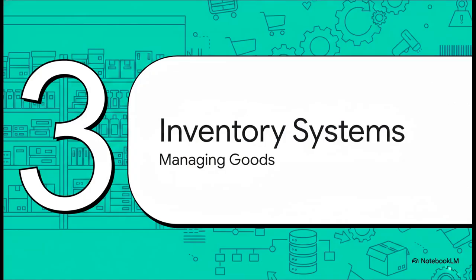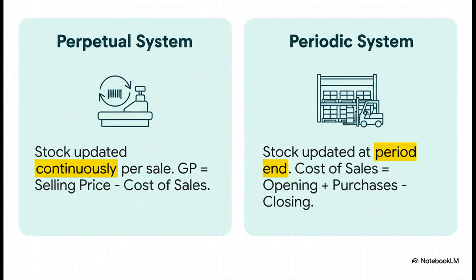Next up, Section 3, Tracking Inventory Systems, Managing Goods. How does a business actually track its physical products? Well, they generally use one of 2 main systems. The perpetual system updates stock continuously with every single sale. Think of scanning a barcode at a high-end electronics store.